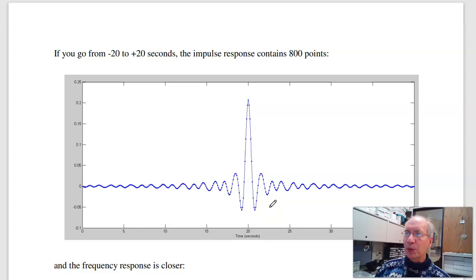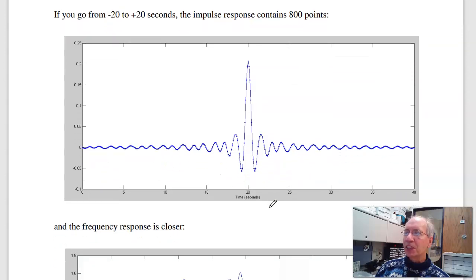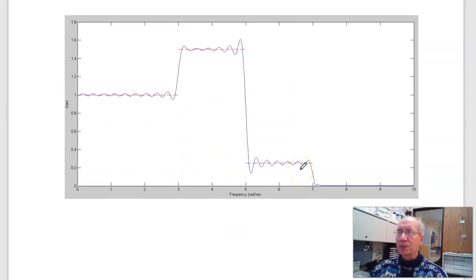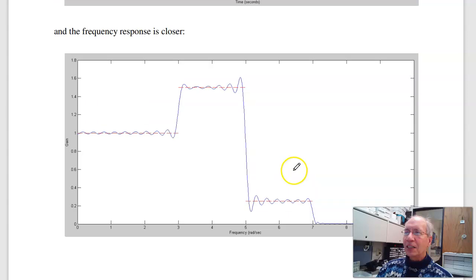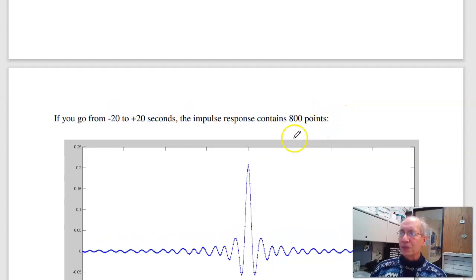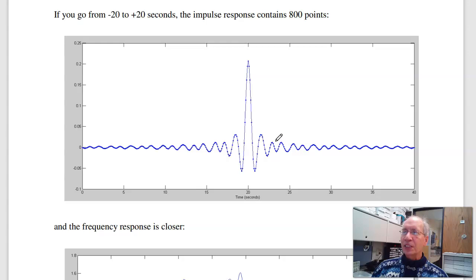If I did a few more points, let's go from minus 20 to plus 20 seconds with 800 points, that matches up better. That's the power of an FIR filter. I can implement pretty much any filter that I want as long as I can specify the impulse response. And you can get a pretty good filter. The cost is I have an 800th order filter. I need to do 800 floating point multiplies, 800 floating point adds. A little bit much for a PIC processor, but not a problem for DSP. So that is homework set number 11 for ECE 376.